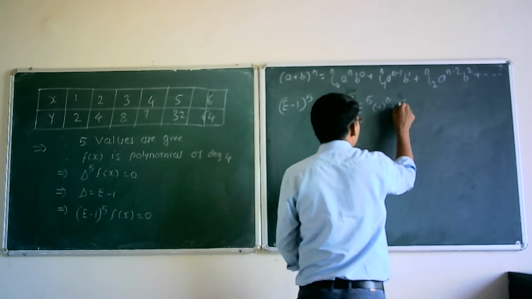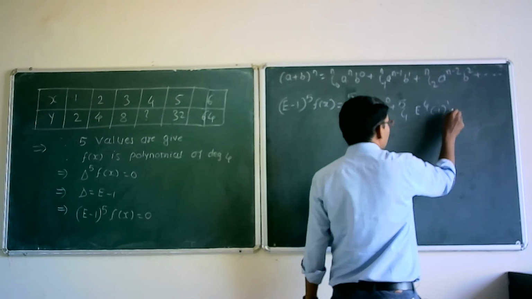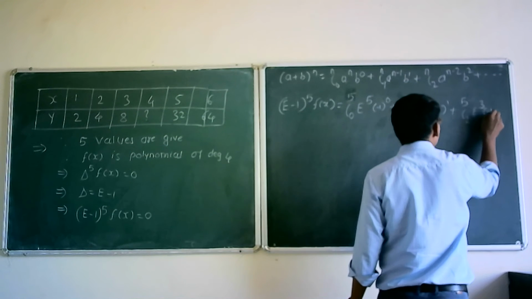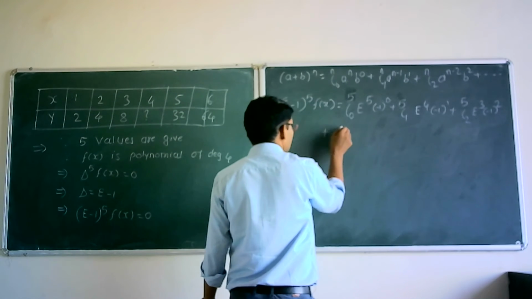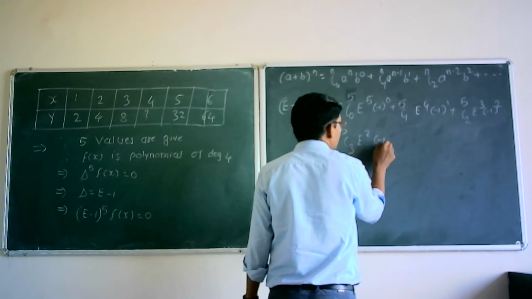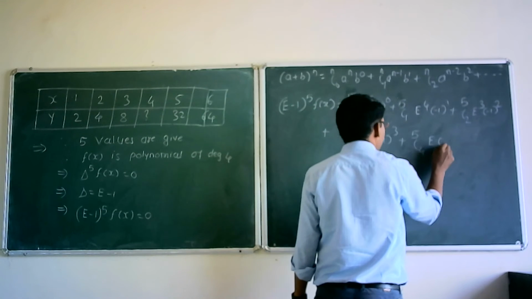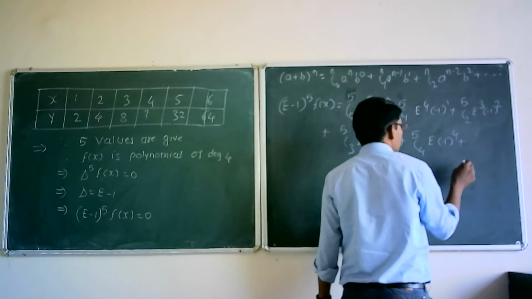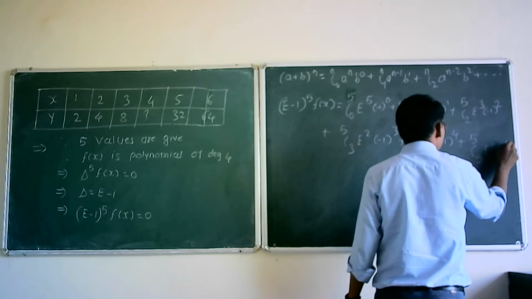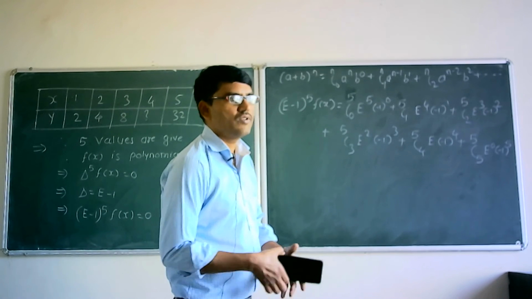So 5c1 e raised to 4 minus 1 raised to 1 plus 5c2 e raised to 3 minus 1 raised to 2 plus 5c3 e raised to 2 minus 1 raised to 3 plus 5c4 e minus 1 raised to 4 plus 5c5 e raised to 0 minus 1 raised to 5, times f of x. Now we know what is 5c0.